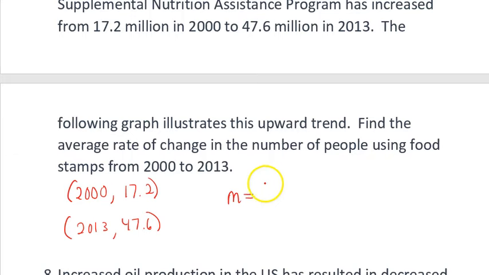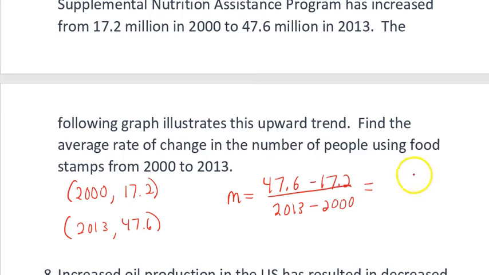So I'm going to do y minus y over x minus x. And that is going to give me 30.4 over 13, which is a slope of 2.3. And so that means that the people participating increased an average of 2.3 million per year.